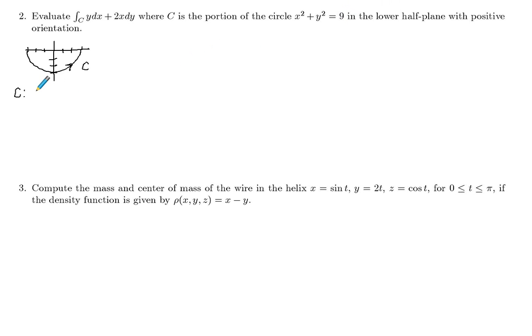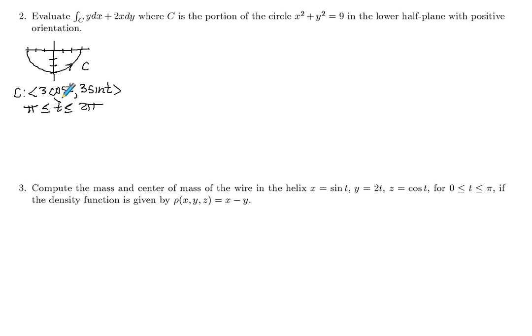And remember that you can parameterize a circle with cosine t and sine t, but here our radius is 3, so we are going to parameterize with 3 cosine t, 3 sine t. And then the angle, t is actually the angle, is going to start at pi and go to 2 pi. So this is going to be pi less than or equal to t less than or equal to 2 pi.